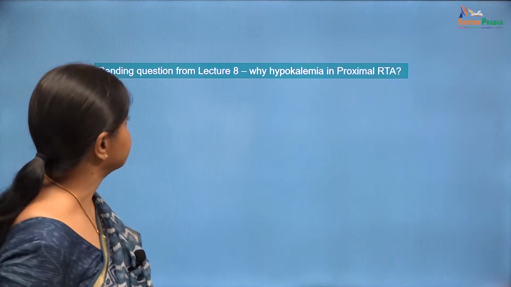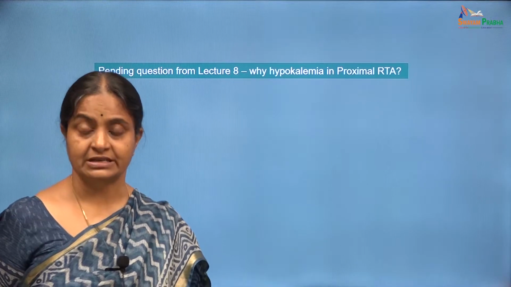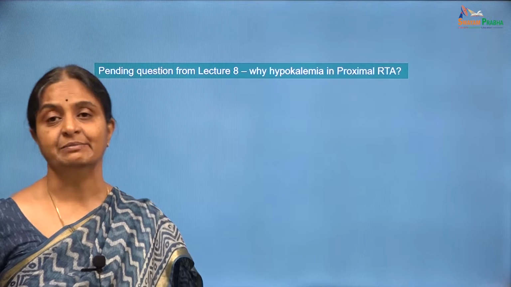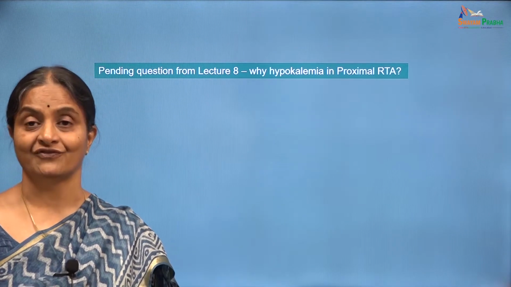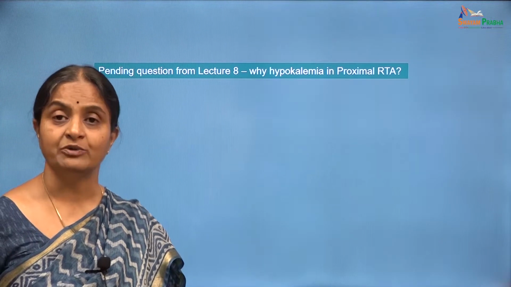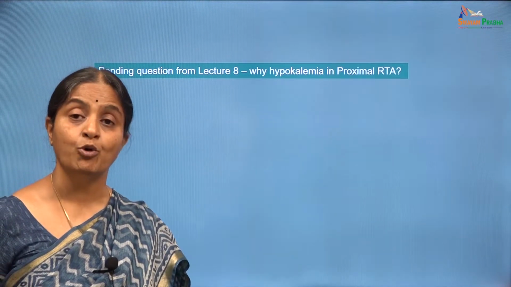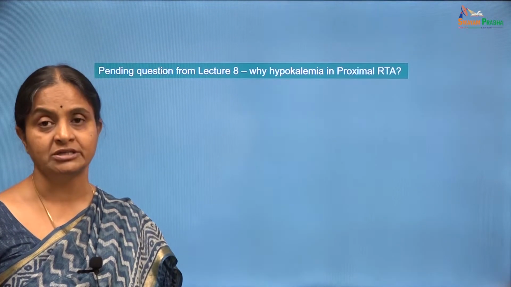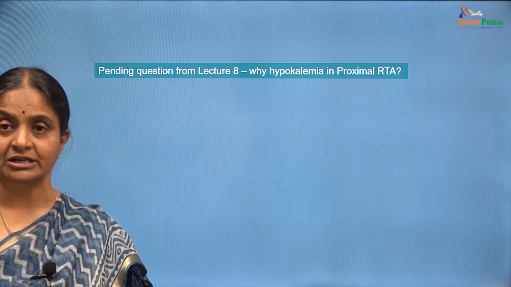We have one pending question from the last lecture. In proximal renal tubular acidosis, as in hyperparathyroidism, why is there hypokalemia? Not just hyperparathyroidism, in all states of proximal renal tubular acidosis, why do we have hypokalemia? We had a clear answer for why there is hypokalemia in type 1 distal renal tubular acidosis, but we did not consider why there should be hypokalemia in proximal renal tubular acidosis.